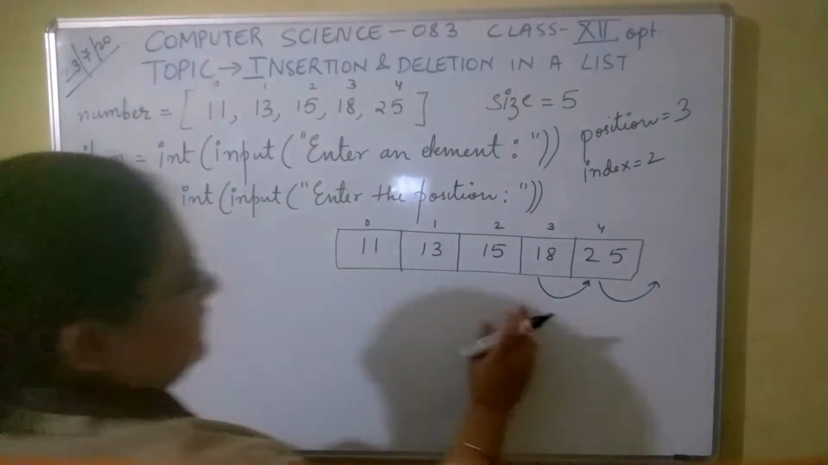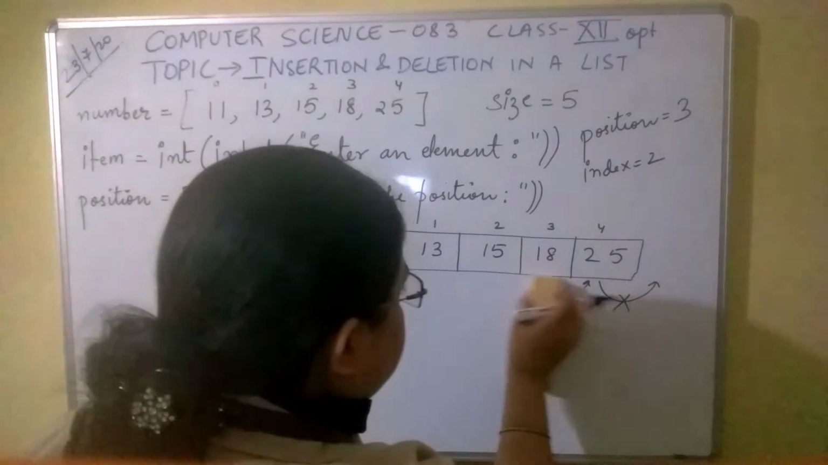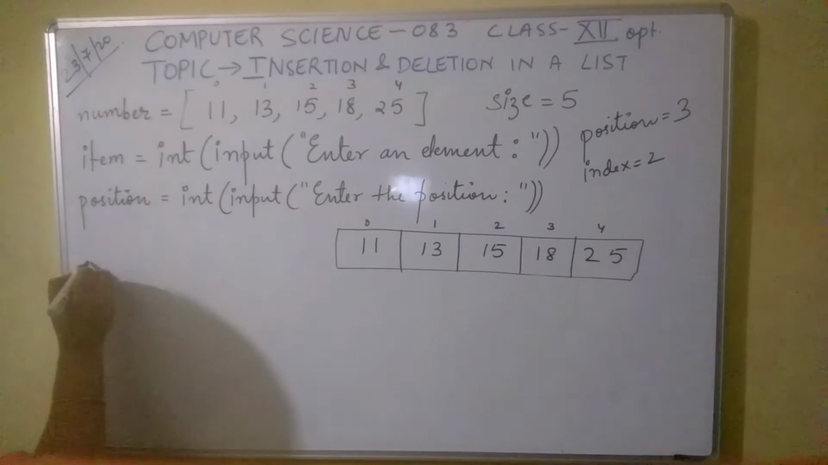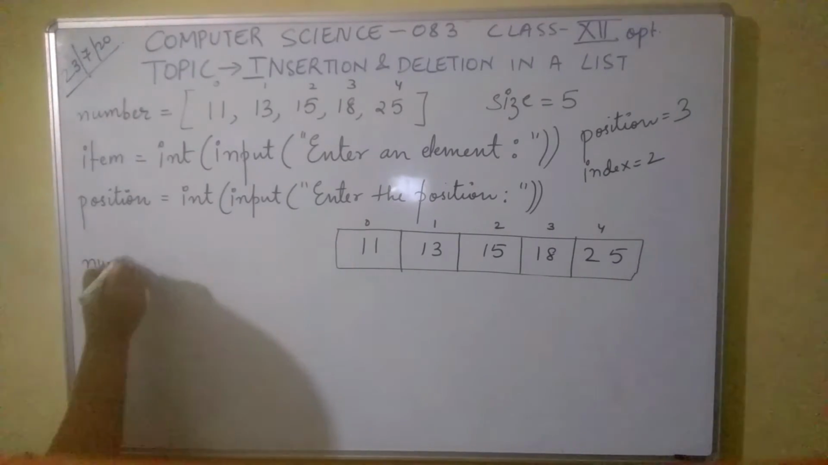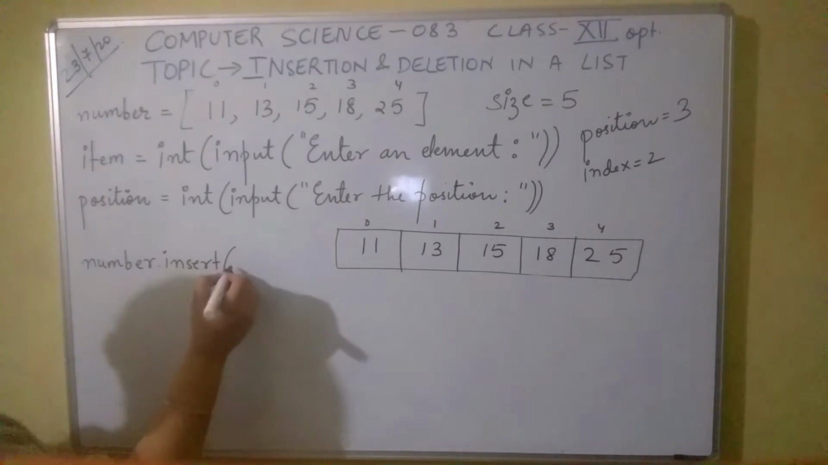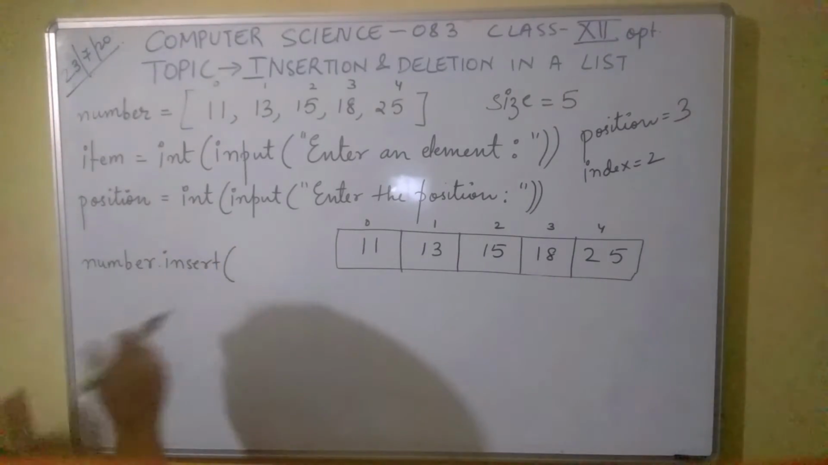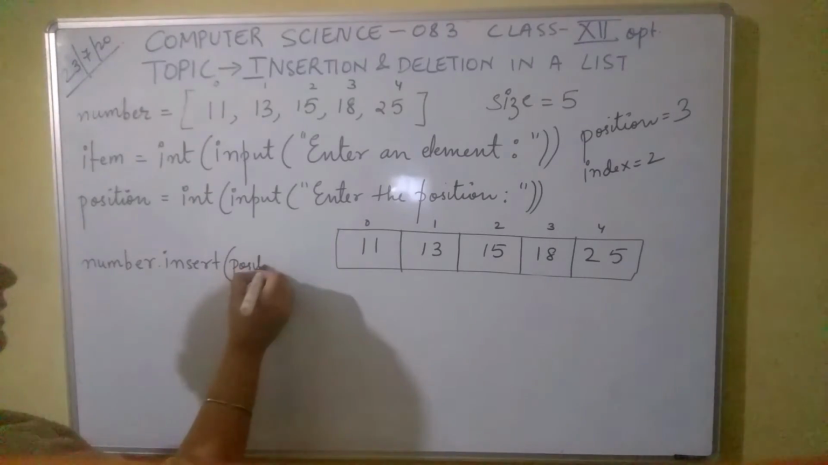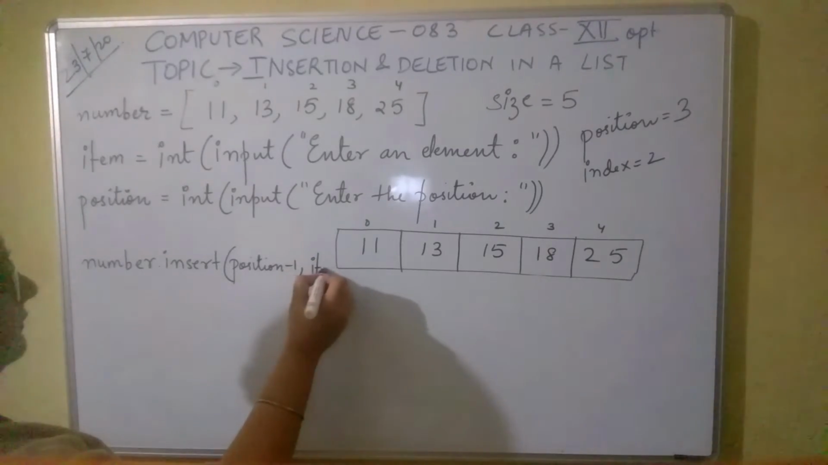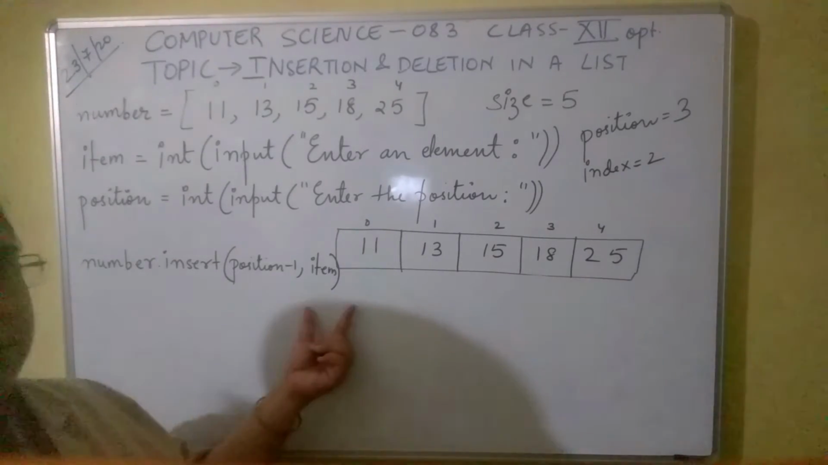So we don't need to do any shifting over here. No shifting is needed. In fact, we can use a straightforward method, that is simply use the insert function. I will type here number.insert, the first argument will be our index, and the index will be given by position - 1, and the item. So insert position - 1, item.